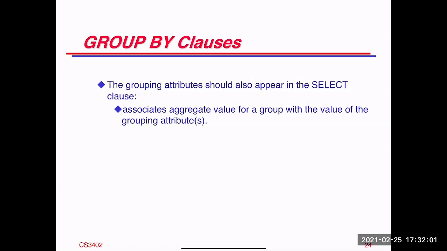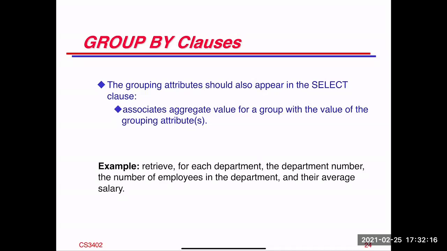So when you use these grouping attributes, you also need to add them to your select clause. The reason for that is that you need to associate the aggregate value for a specific group that you're computing with the value of the grouping attribute. So again, let's look at some examples that will make things clearer. Let's say we want to retrieve for each department the department number, the number of employees in the department, and the average salary. So how are we going to do that?